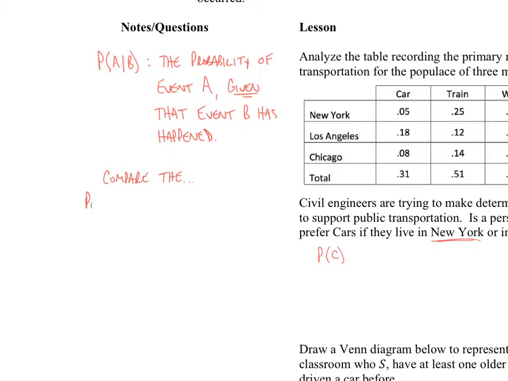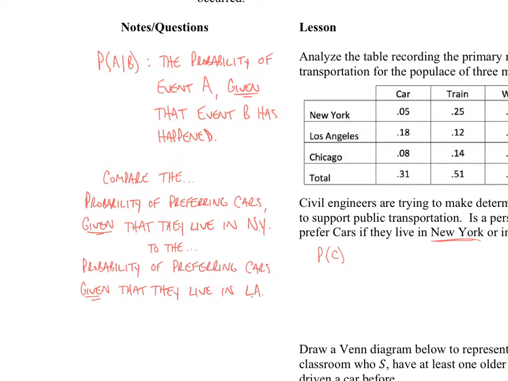The probability of preferring cars given that a person lives in New York. Okay, so that's the first thing. What's the probability that someone prefers a car given that they already live in New York? And then the same exact scenario, but given that they live in Los Angeles. Okay, so we're going to have to make determinations about each of these probabilities.